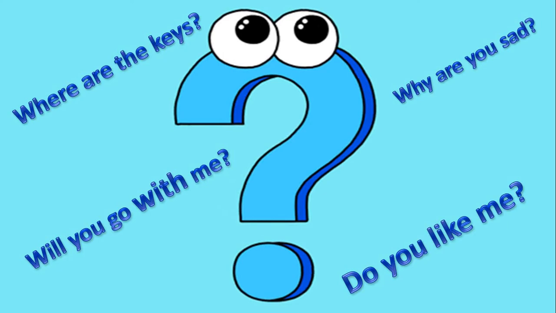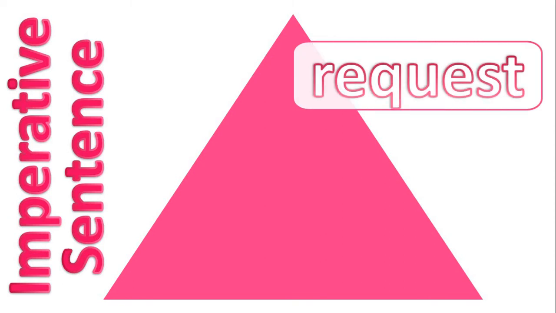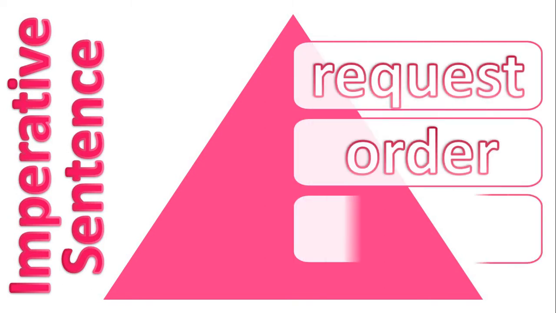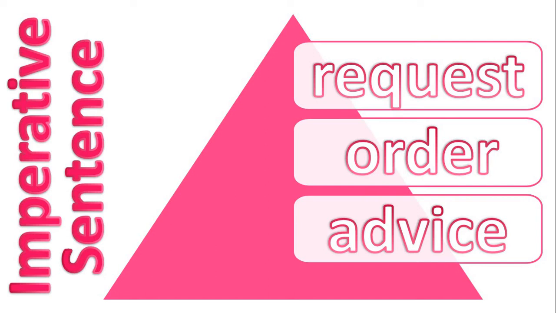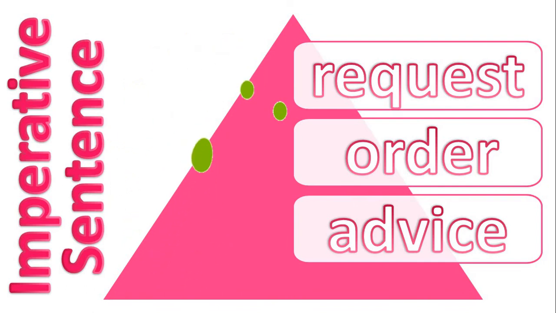Let's move to the next kind of sentence, imperative sentence. An imperative sentence is used to request something or to order something or to give advice to somebody. Fine? Whenever you request, you order or you advise, imperative sentence is used. And imperative sentences always end with full stop. Assertive sentence and imperative sentence, both sentences end with full stop.